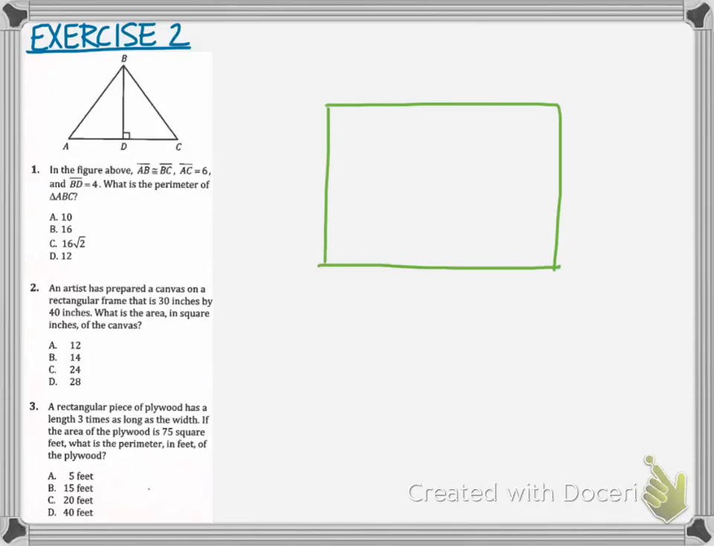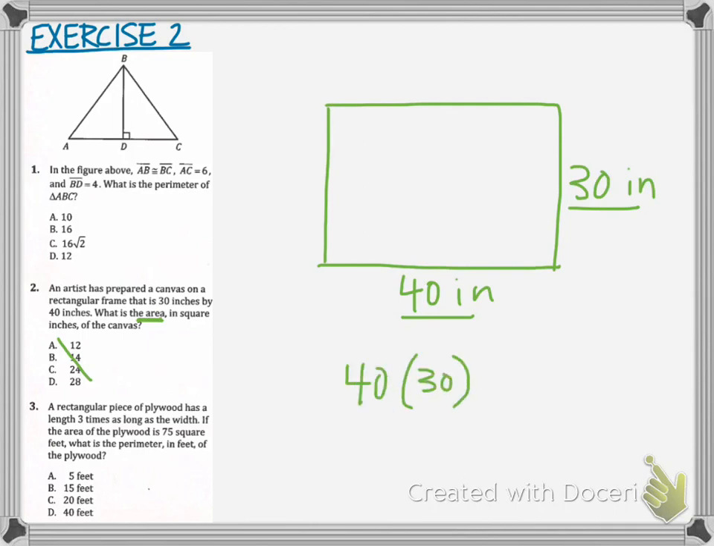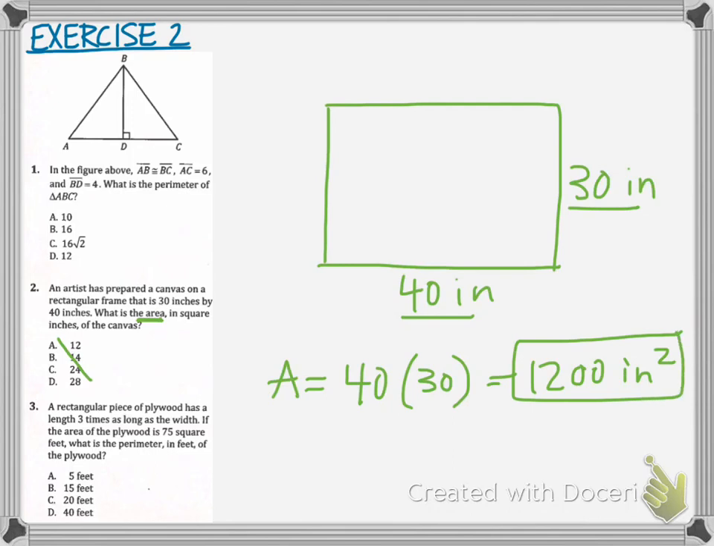Okay, for number 2, we have a rectangular canvas. It is 30 inches by 40 inches. And it wants to know the area in square inches. So this one, the answer choice is not there because area is just length times width, right? So 40 times 30 is my area, which is 1,200 inches squared. And that answer is not there, but this is definitely the answer.